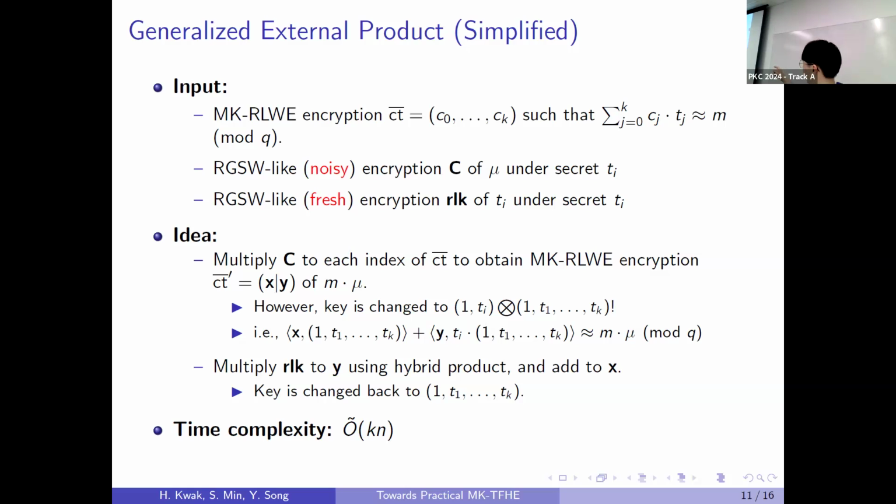So at the first step of our algorithm, we utilize a single key multiplication k times, and in the second step, we use the hybrid product, which has the time complexity of O(kn). The overall time complexity will be O(kn).